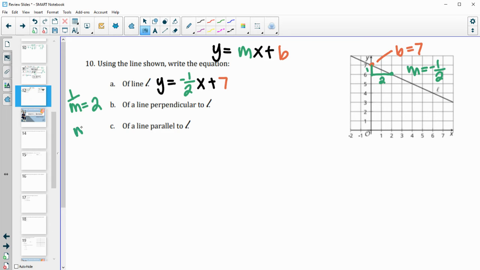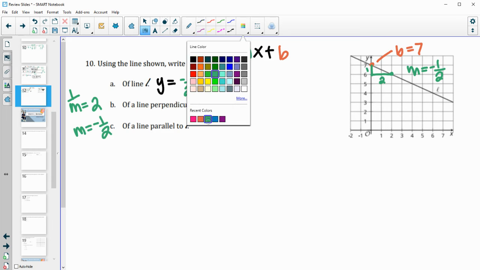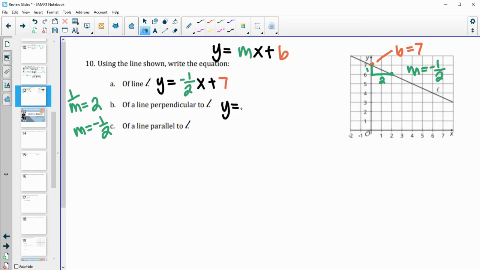And then for parallel, it needs to be negative 1/2. The rest of it doesn't matter. So you can write any equation you want, so long as this says 2x, and then it can be plus or minus anything else right here. And then for parallel, it needs to be y equals negative 1/2 x, and then anything else.